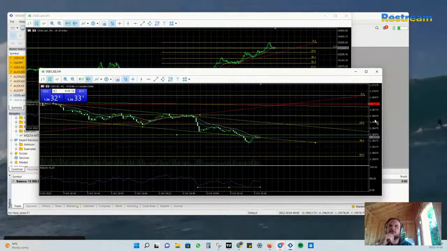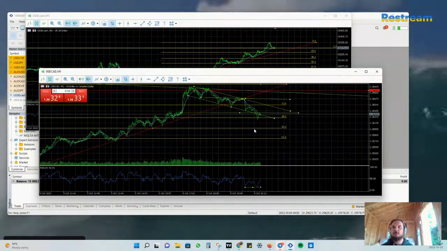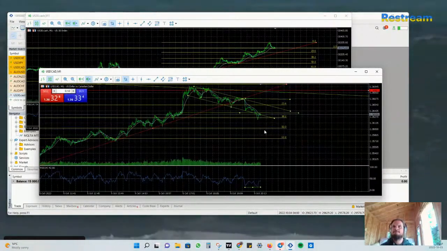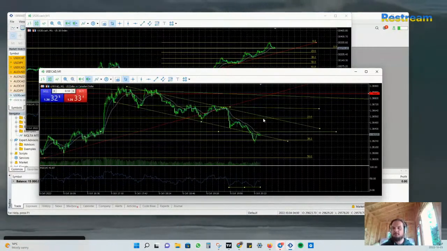You also don't want to put your stop so close that it gets wicked out and you lose on a winning trade. The other thing about trading is you're going to make mistakes.